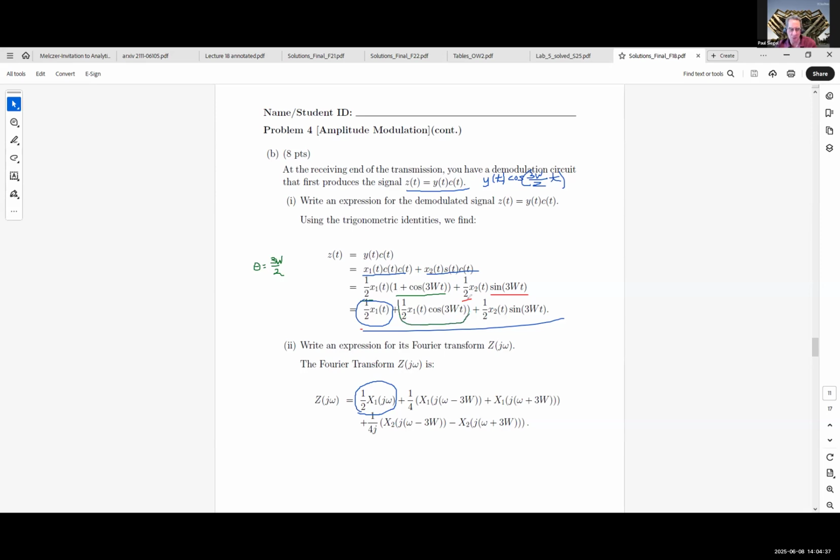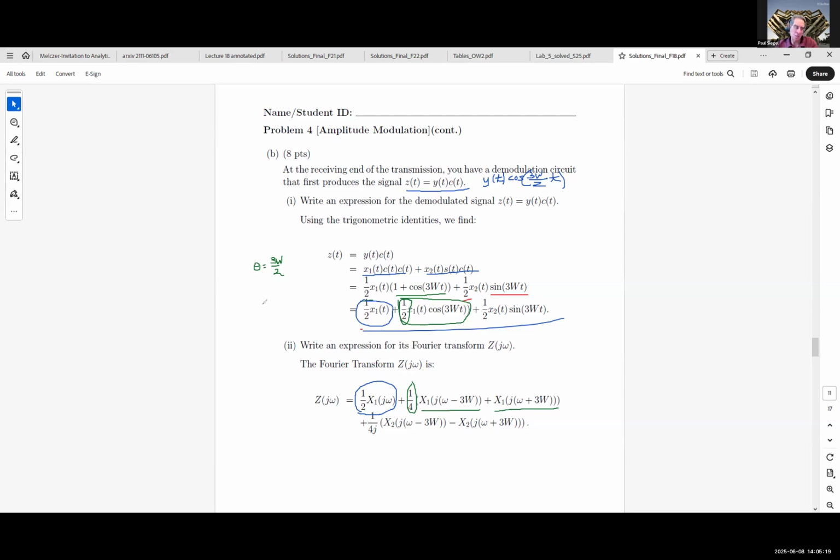The next piece is the transform of 1/2 x1 t cosine 3wt. Well, that's just modulation again. So we know that x1 of t cosine of 3wt is going to lead to 1/2 x1 of j omega shifted to the right by 3w plus 1/2 x1 of j omega shifted to the left by 3w. But in addition to the factor of 1/2, we have another factor of 1/2 in front, so that becomes 1/4. So that's, again, just using the general expression for what amplitude modulation does to the transform of a signal, what it does in the frequency domain.